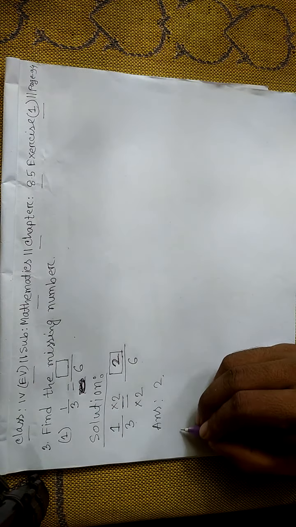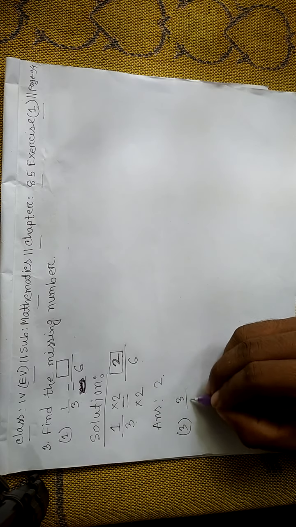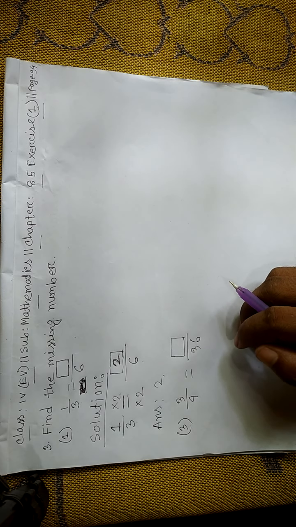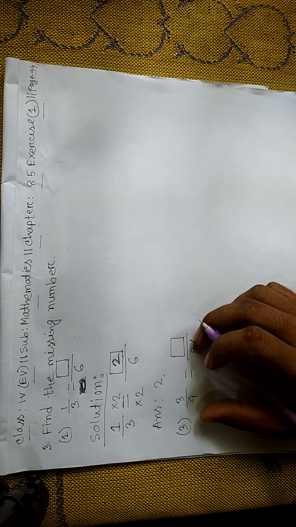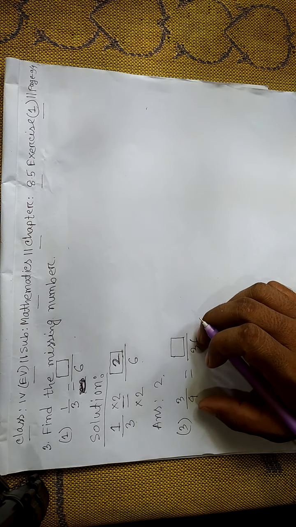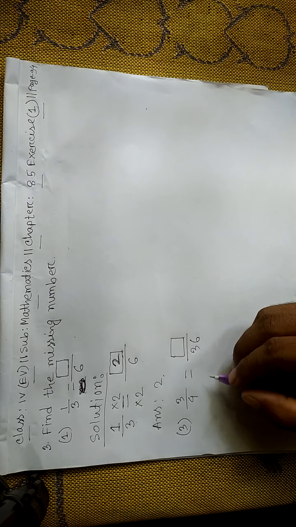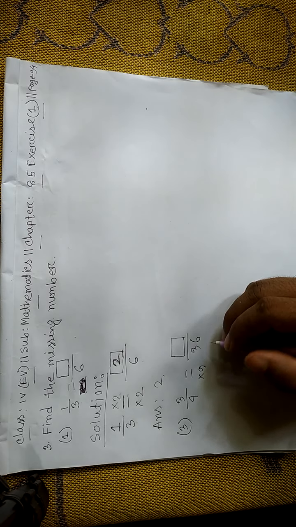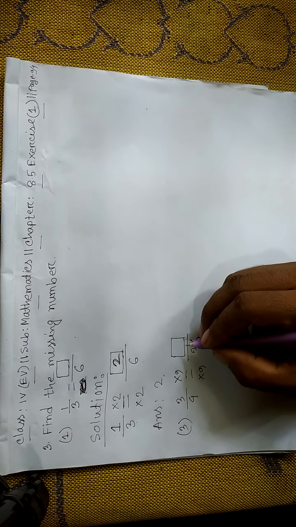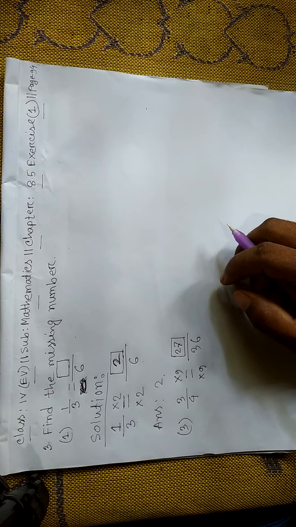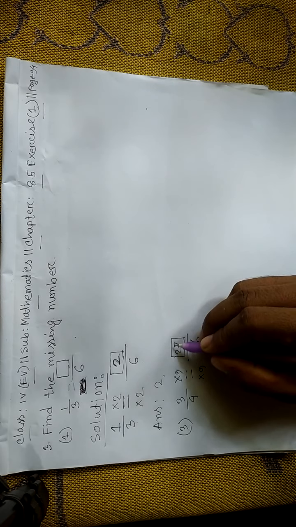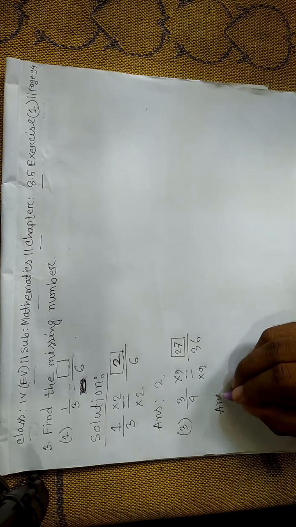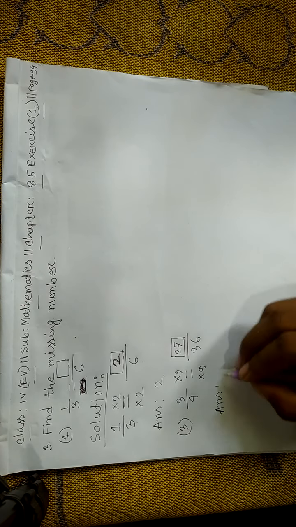Question 3 by 4 equals blank box by 36. First, follow both side denominators. If we multiply 4 by 9, then it becomes 36. So, 3 multiply 9 equals 27. Therefore, the missing number in the blank box is 27. So, answer 27. Missing number 27.